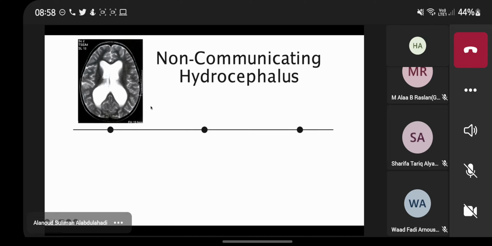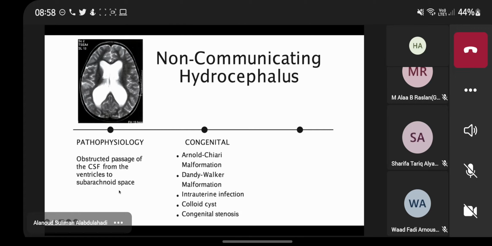Now, for the non-communicating type, as I mentioned, for the communicating type, there needs to be free communication between the ventricles. Here, in non-communicating, the opposite is true. There's going to be something that will obstruct the passage of the CSF from the ventricles to the subarachnoid space. So this leads to dilatation of the structures and then further complications. For non-communicating, it can be congenital or it can be acquired. For the congenital causes, they occur early in infancy.